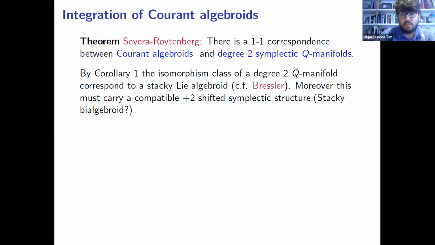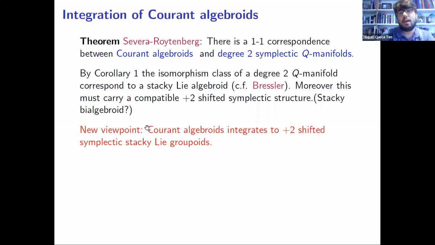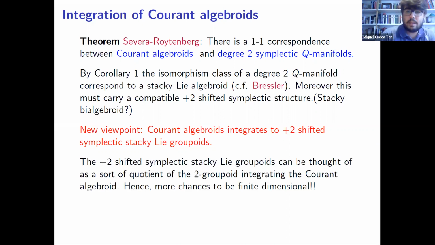And then, from this point of view, what we propose here is that Courant algebroids should integrate to two-shifted symplectic Stacky Lie groupoids. That's our proposal. And why this is a bit different from what was proposed until now is because this two-shifted symplectic Stacky Lie groupoid can be thought of as a sort of quotient of the symplectic 2-groupoid integrating the Courant algebroid. Hence, there are more chances for it to be finite dimensional and really well defined for any Courant algebroid. And this is why we believe that it is a good candidate to integrate Courant algebroids to something finite dimensional.